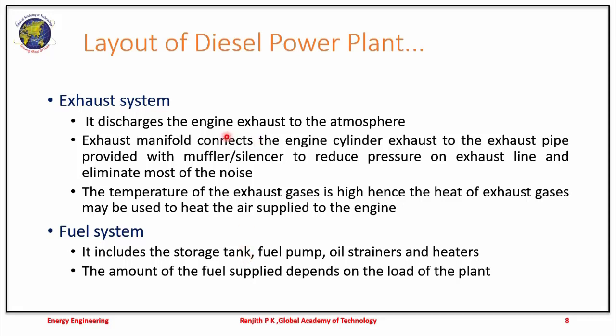The exhaust system is used to discharge the exhaust into the atmosphere. It connects the engine cylinder exhaust to the pipe with the silencer to reduce the pressure and eliminate the noise. The temperature of the exhaust coming out is very high. Hence, the heat of the exhaust gases may be used to heat the air supplied to the engine.